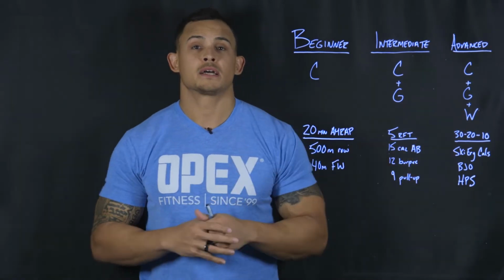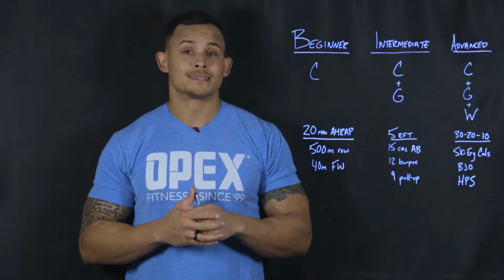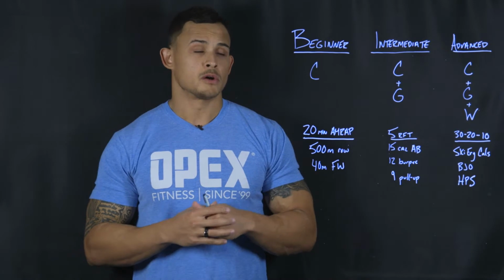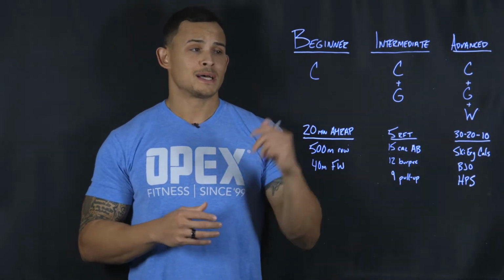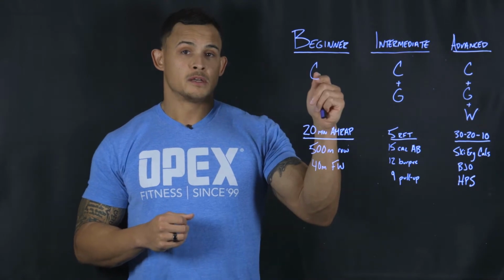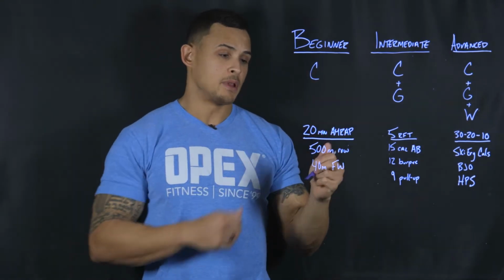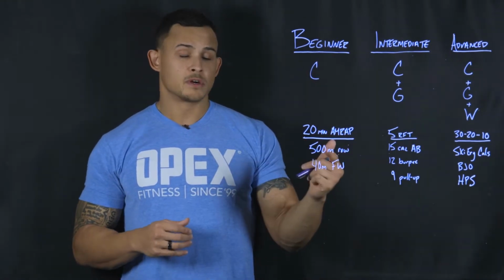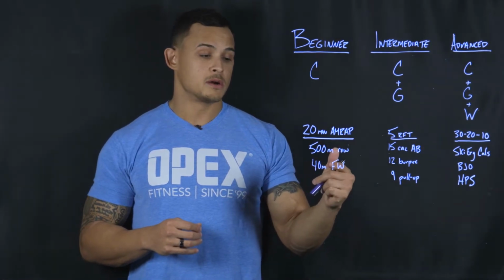So bringing it back to exercise selection, what should we do inside of these Metcons? If your client is a beginner, it's best practice to just do cyclical modalities with your client. So you'll notice that in this example, I have a 20-minute AMRAP, 500-meter row, and a 40-meter farmer's walk.